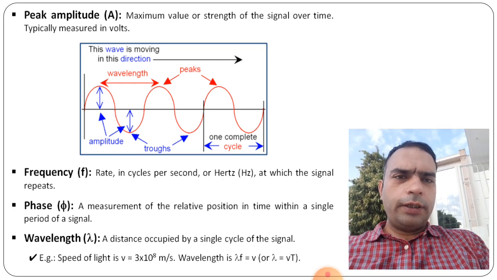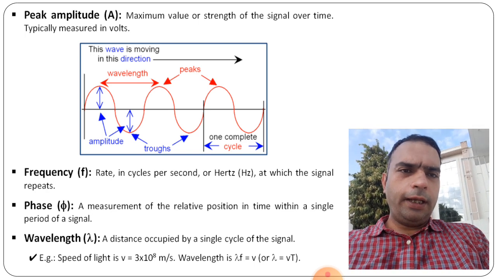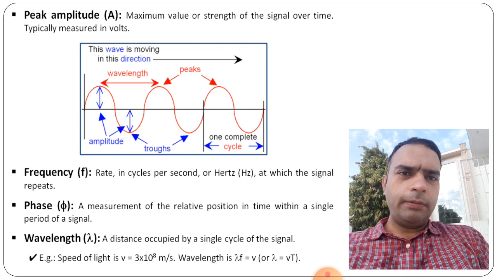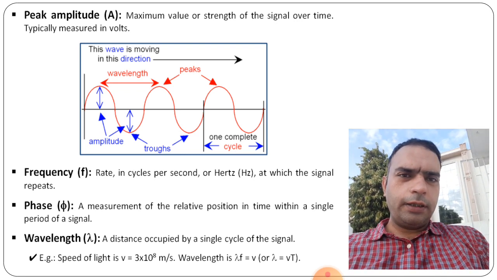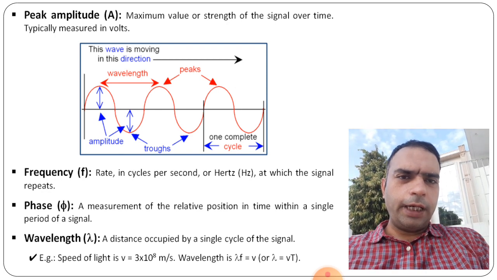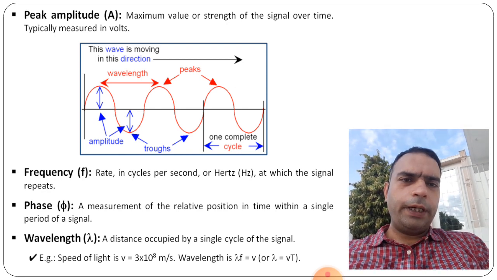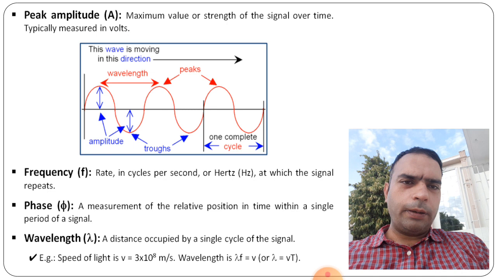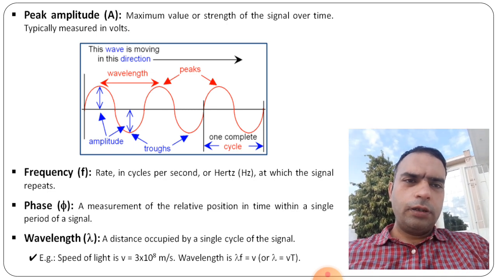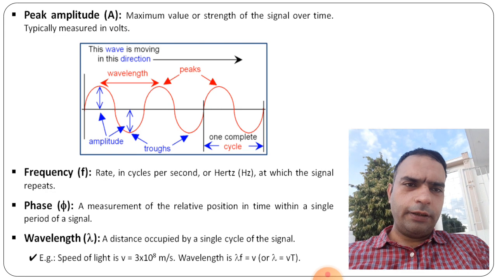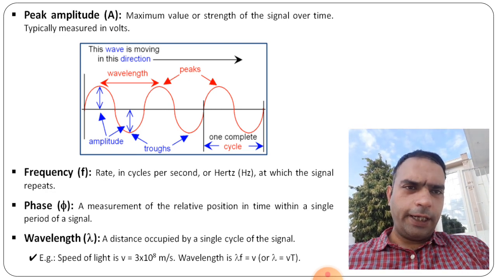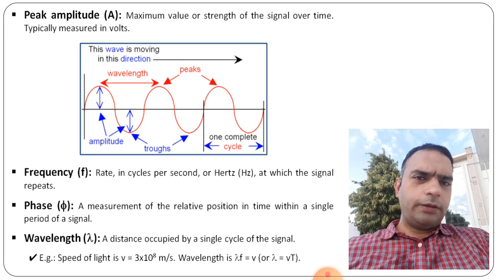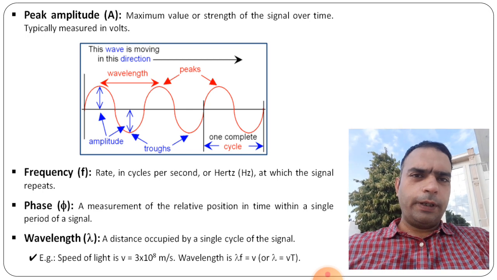Wavelength is what? A distance occupied by a single cycle of the signal, which we have already seen in the diagram. Yes, a single cycle of the signal is called a wavelength, measured with lambda. So the speed of light is v, and that is equal to 3 into 10 raised to 8 meter per second. The wavelength then: lambda into f is equal to v, or lambda is equal to v divided by f. So that will be the wavelength of this particular signal.